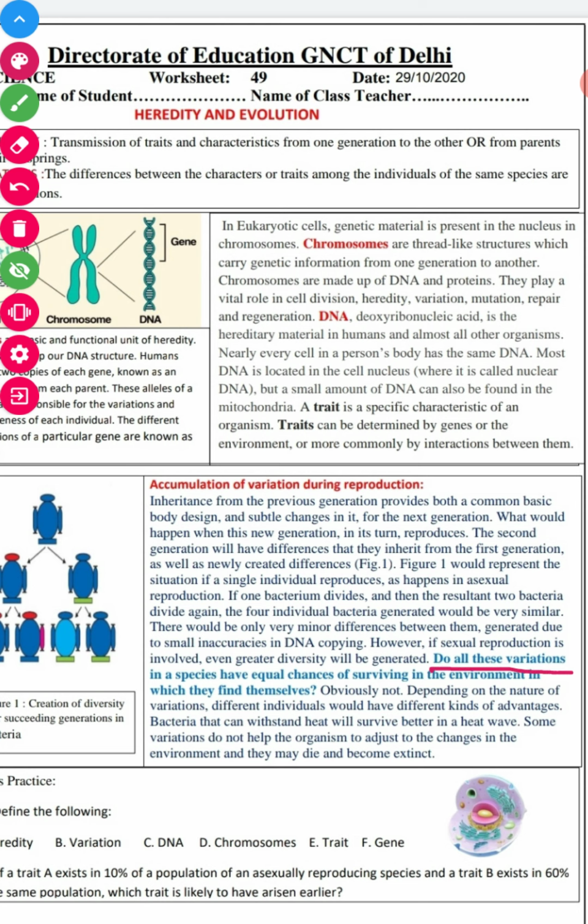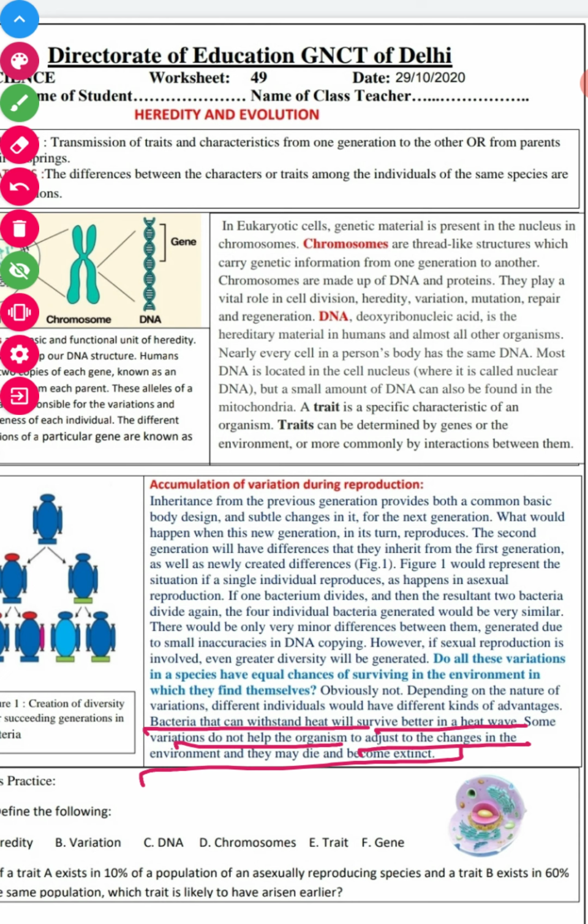Do all these variations in the species have equal chances of surviving in the environment in which they find themselves? Obviously not, because the conditions are different. Depending upon the nature of variation, different individuals would have different kinds of advantages. They have given you an example of bacteria: bacteria that can withstand heat will survive better in heat waves. Some variations do not help the organisms adjust to changes in the environment, and they may die and become extinct.